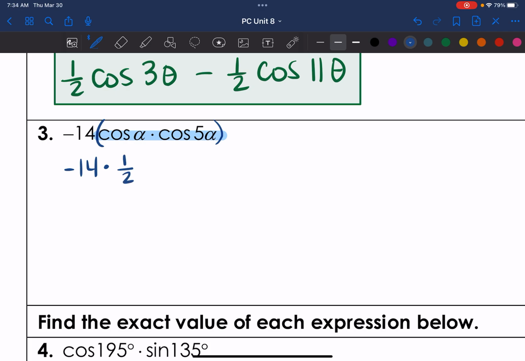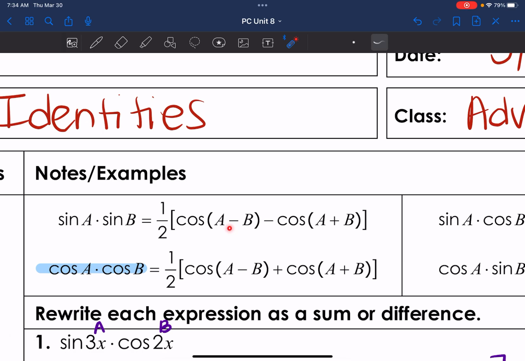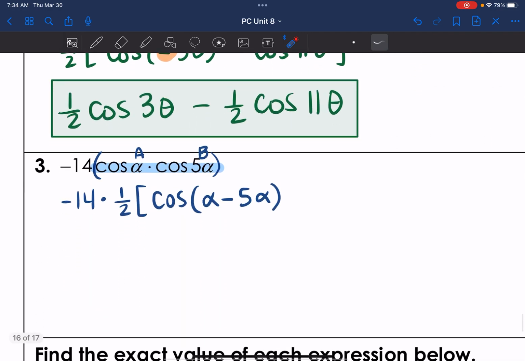So alpha is A and 5 alpha is B. So square bracket, cosine of alpha minus 5 alpha. It kind of looks like a fish when you draw it. Let's make sure I'm doing this right. Yes, it subtracts. Then plus cosine of adding them. So plus cosine of A plus B. So alpha plus 5 alpha.